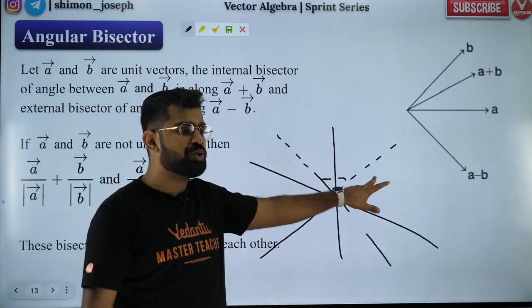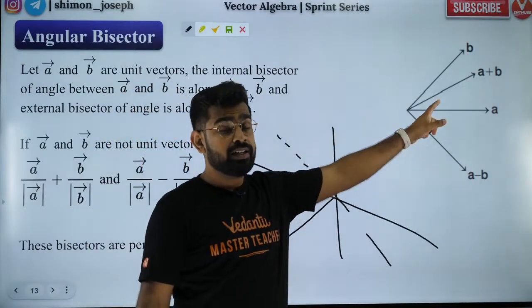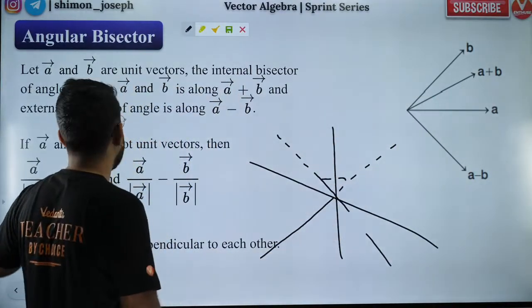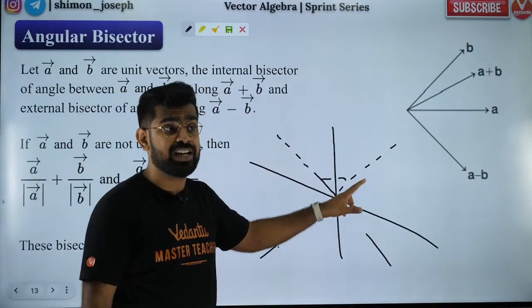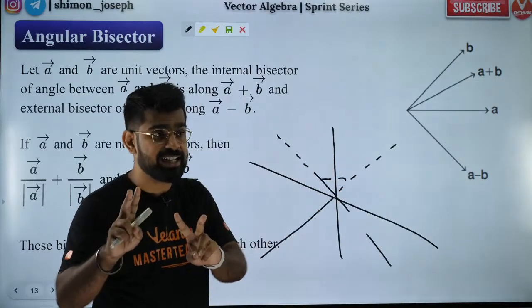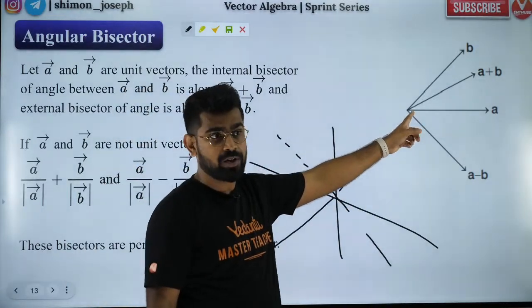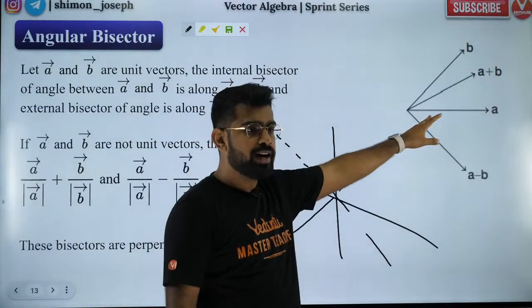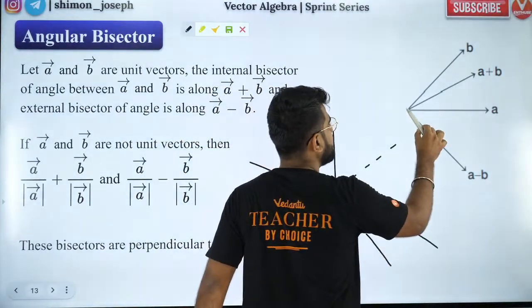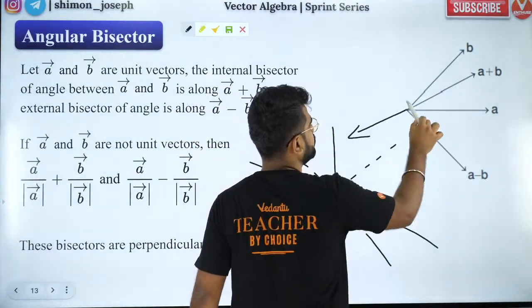Acute angle bisector and obtuse angle bisector. This is for when you have two straight lines. But here it will be 180. I'm sorry, I was right only. Here it will be 180 because here the external angle bisector will be opposite. It will be like that.